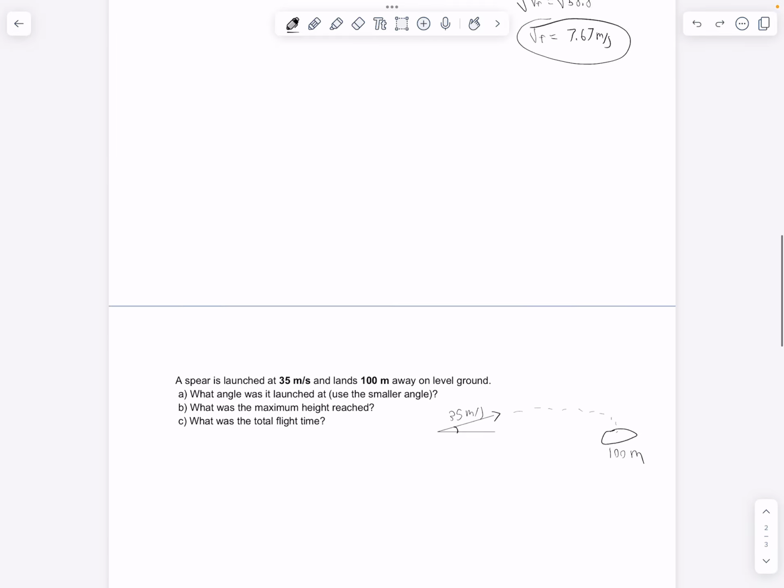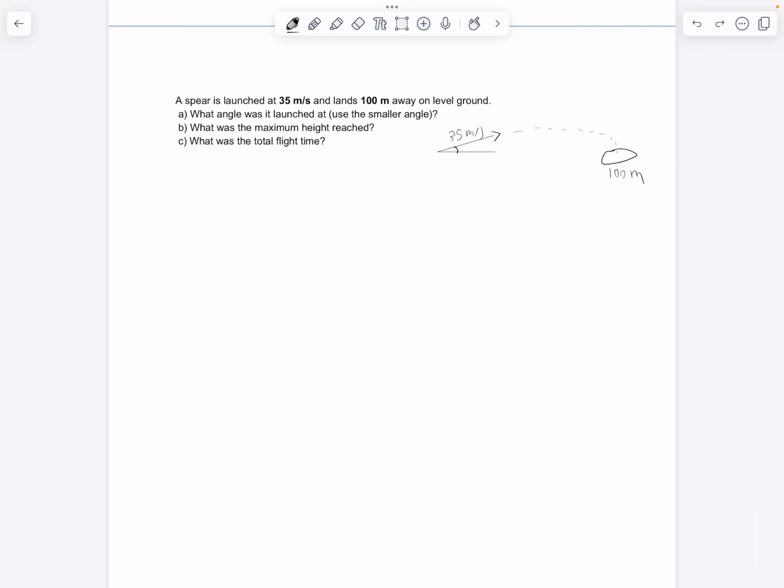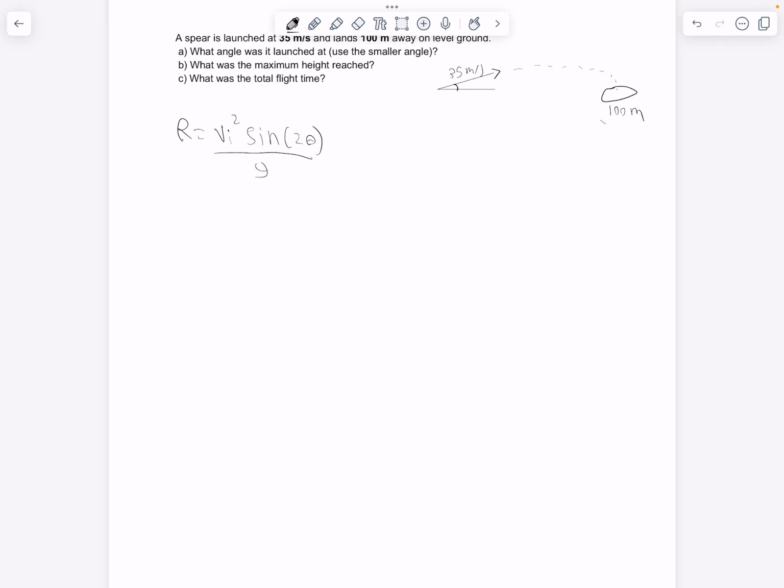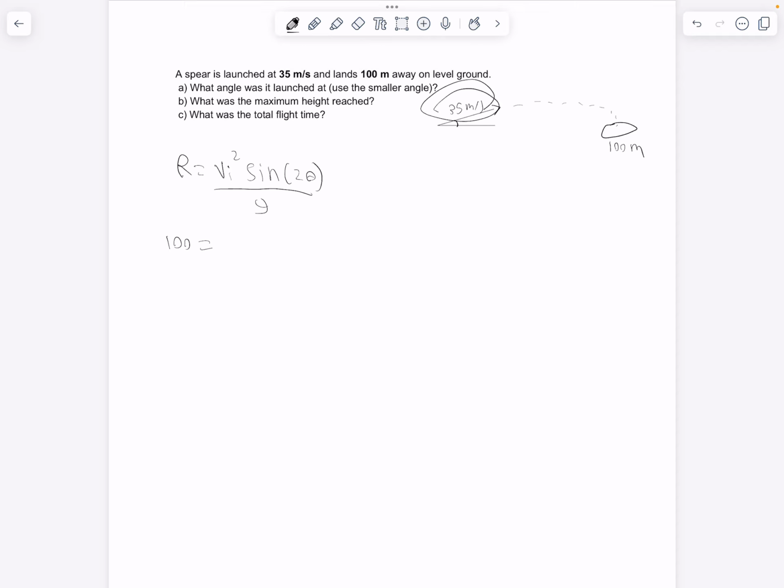I'm going to come down here, and let's start solving it. So I'm going to rewrite the equation. Range, like I just said, equals initial velocity squared times the sine of 2 theta over our acceleration due to gravity. So let's start plugging some numbers in. What's the range? How far did the sphere land? It was 100 meters away, so we replace R with 100. Our initial velocity is what it's being thrown at, which would be 35 meters per second. We got to square it, times sine 2 theta, over our acceleration due to gravity, which is 9.8.